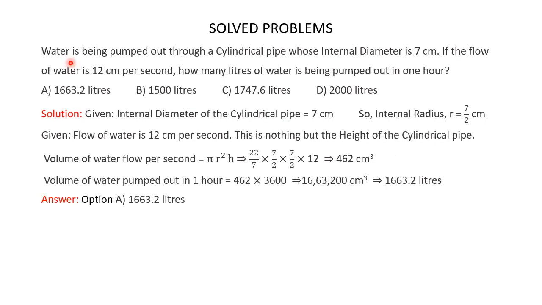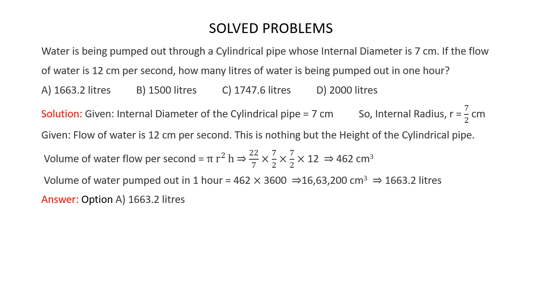Water is being pumped out through a cylindrical pipe whose internal diameter is 7 centimeters. If the flow of water is 12 centimeters per second, how many liters of water is being pumped out in 1 hour? Here you are given 4 options and you have to find out which of these options is the correct one. So here you are asked to find out how many liters of water is being pumped out in 1 hour. This means you have to find the volume of water being pumped out in 1 hour.